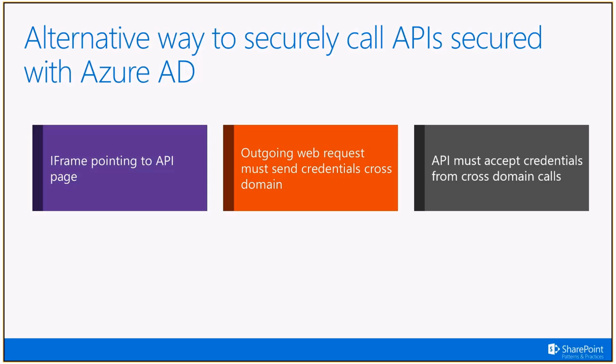And then on the other side, on the Azure side, in this scenario and also in the demo scenario, the API must accept credentials from a cross-domain call. So you need to do some level of configuration there to make all of this happen as well. And for all of this, we have a tutorial available, and we also have a sample available which is showing how to make these things actually work.